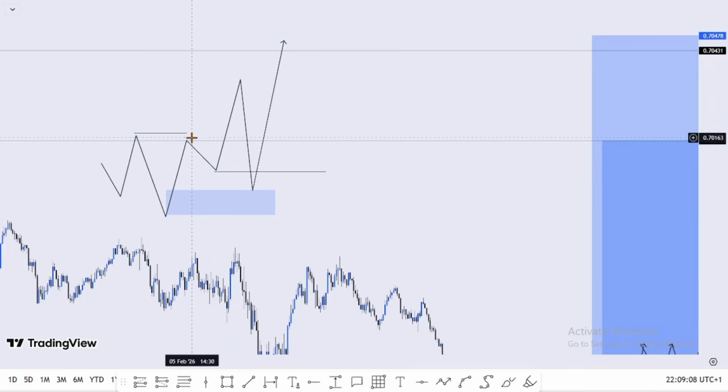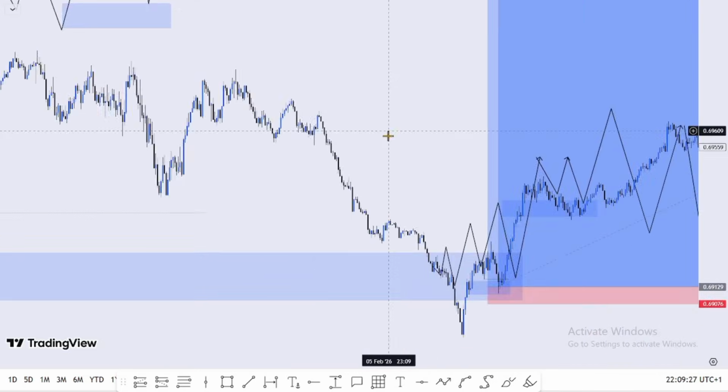So this is the strategy. Basically, the criterion we are looking for to engage in a trade is structure, which is a break of structure, liquidity, and we take the key level close to the liquidity. So that's what we do here. So what do we have here?